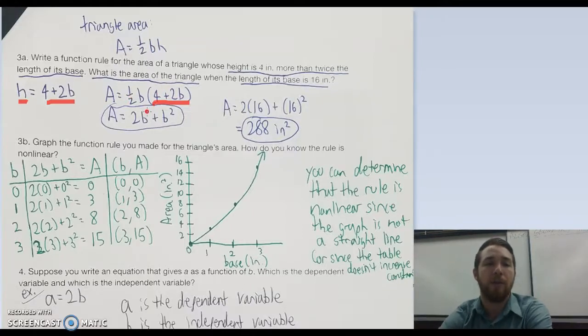If I use distribution, I can solve and get the area is twice the base plus the base squared. So I have a formula for that. And if I want to find out what the area is when the base is 16, all I have to do is substitute in 16 in that last expression, and I get 288. I think we'll stop there because I want to see if we can get that graph together for that last question.